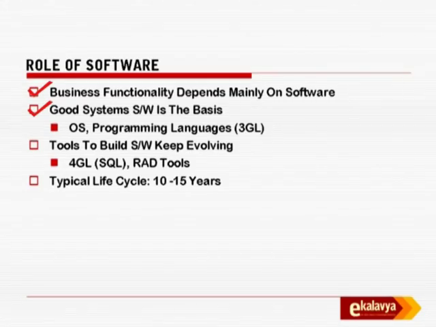You require tools to build software, which keep evolving. For example, we discussed 4GLs. A fourth generation language is called a specification language. You don't prescribe algorithms, etc. SQL, as you already know, is a 4GL language. But there are other tools, for example, tools which are called RAD tools. RAD stands for Rapid Application Development.